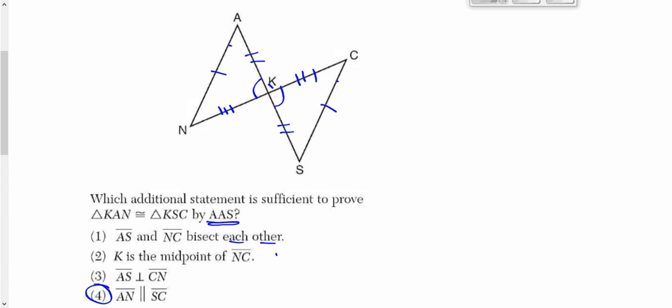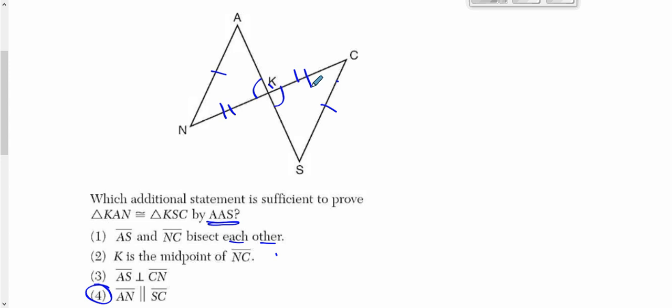Right, so let's look at the next one. K is the midpoint of NC. What does that make congruent? Will that get the triangles congruent by angle, angle, side? Will that make them congruent by anything? That would be angle, side, side, wouldn't it? So they can't use that one.